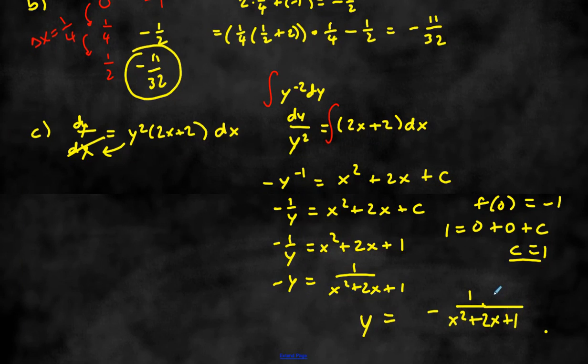And that's a good place to stop. If you recognize the denominator as x plus 1 quantity squared, you could certainly rewrite it that way as well. And that's going to be it for problem 5.